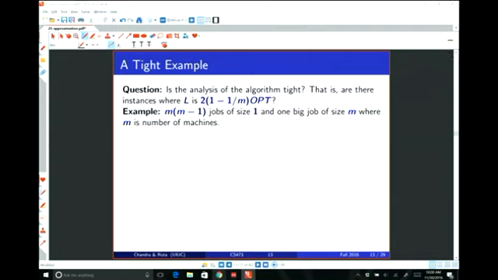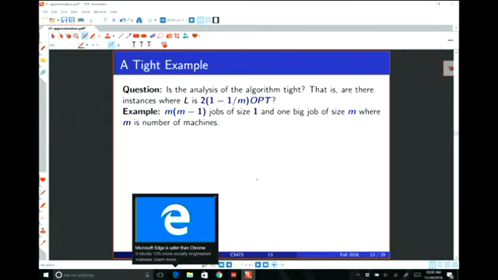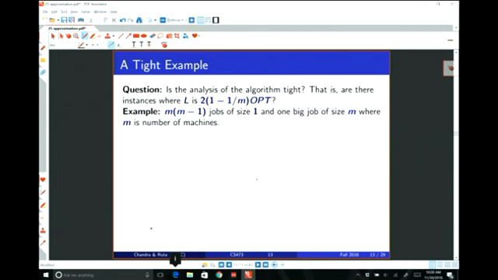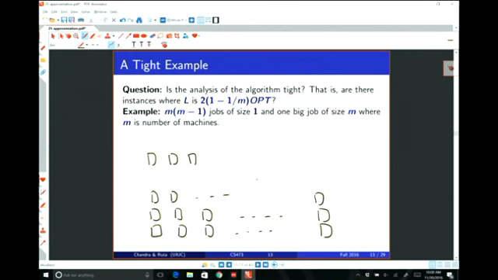It will put one here, one here, one here, one here. What will be the height of this after all the size 1 jobs are done? They're m times m minus 1 divided by m, right? It'll spread them evenly, right? So the height of this will be, okay, then you get a size m job. What are you going to do?